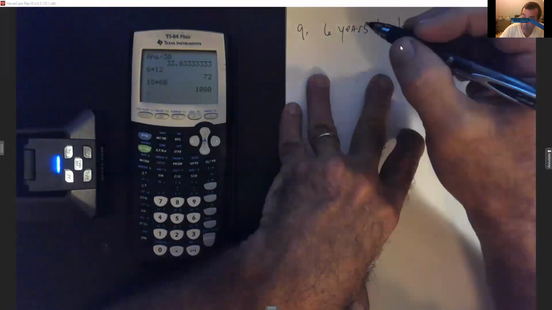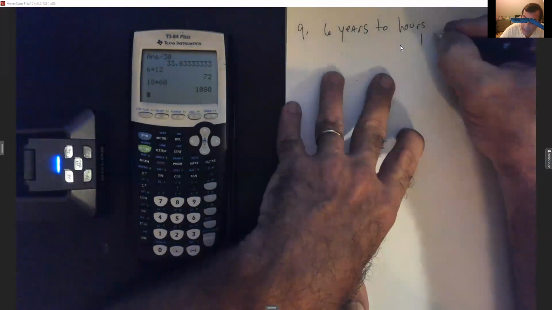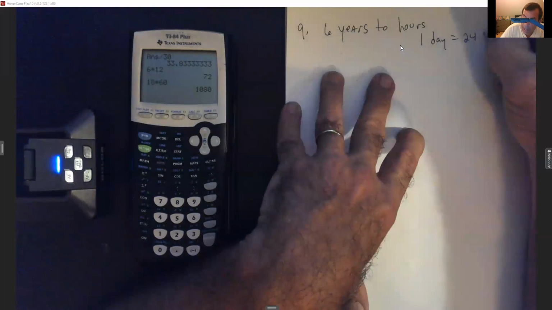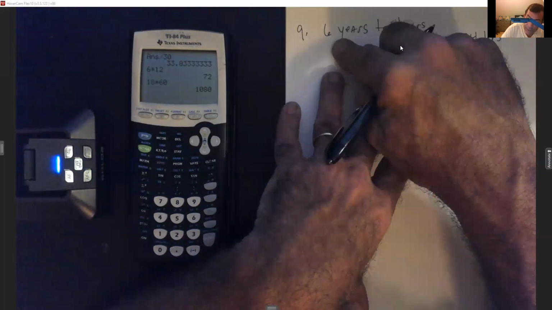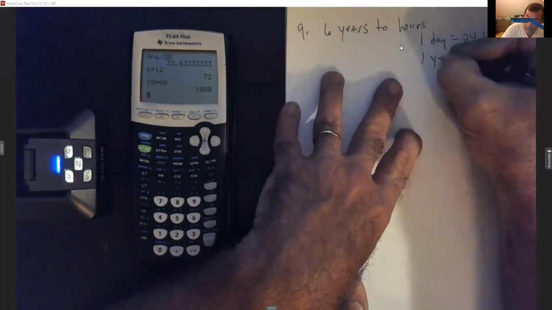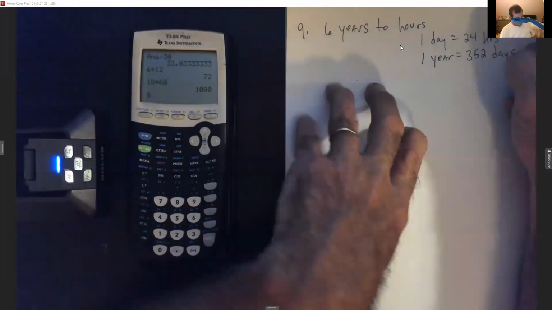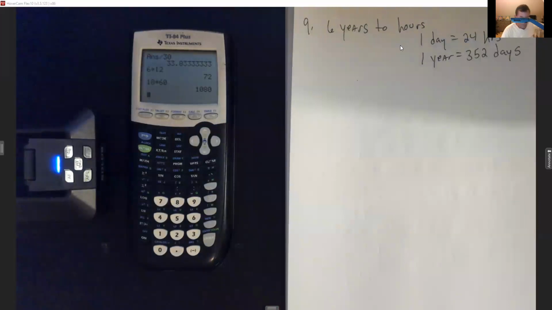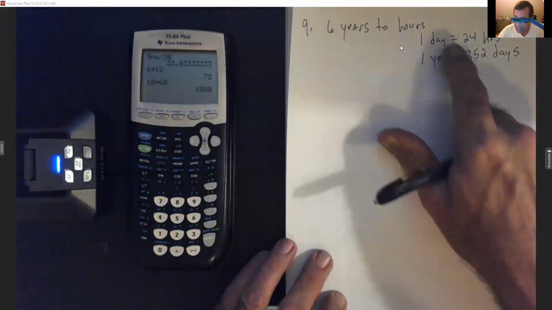Now, I know I'll go from days. How about this? 1 day equals 24 hours. Now I can go from days to years, because 1 year is what? 352 days. I think it's 352. If it ain't, I'm a little off, right? And let's see, that's going to get me from days to years. And then I got my days and hours. Okay, that's all I need.